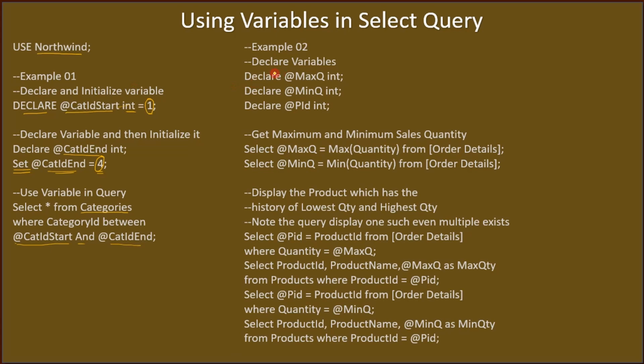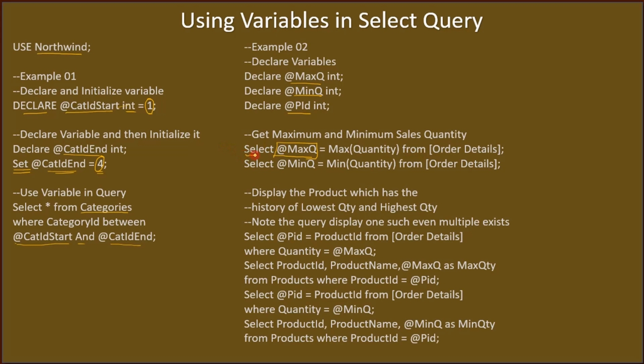Here there is one more example. We declared @maxQ, @minQ, and @PID. So all are integer type. So we declared 3 variables here. Then here, we are assigning the @maxQ. Earlier we used set, but here, in this case, we are setting the variable with a query. So select max of quantity from order detail.